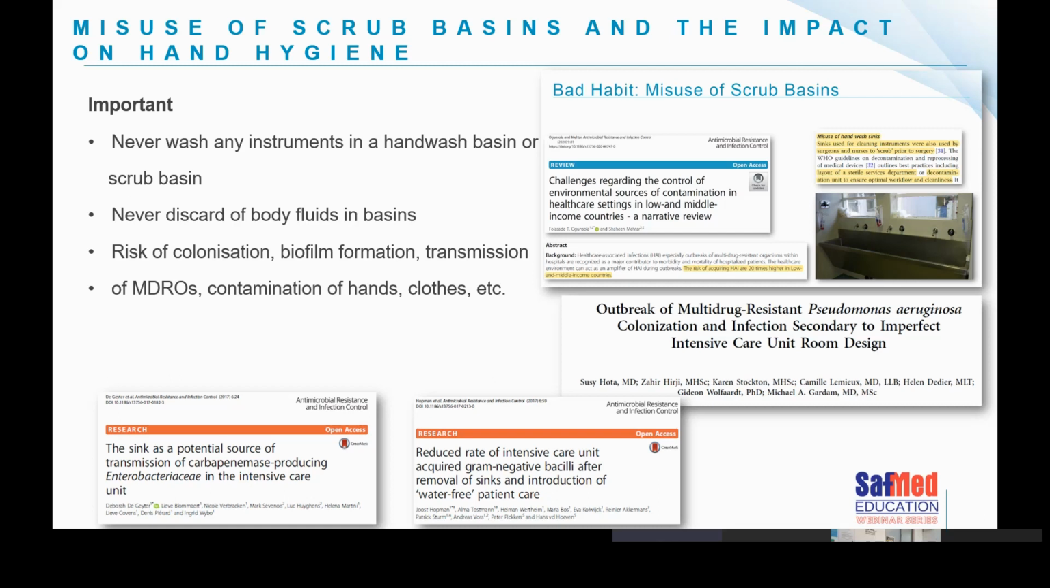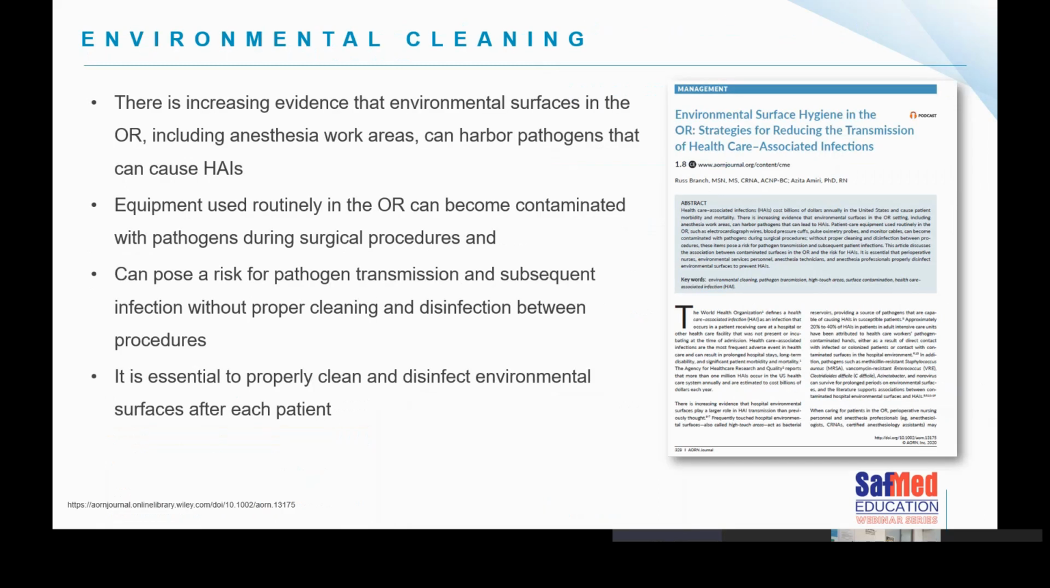Then the other important thing that we want to talk about today is environmental cleaning. And when I wrote this sentence, I actually thought, I'm not too sure why we need all this evidence to demonstrate how important environmental cleaning is, but there is increasing evidence that environmental surfaces in the OR, including anesthesia work areas, can harbor pathogens that can cause HAIs. Equipment used routinely in the OR can become contaminated with pathogens during surgical procedures and can pose a risk for pathogen transmission and subsequent infection without proper cleaning and disinfection between procedures.